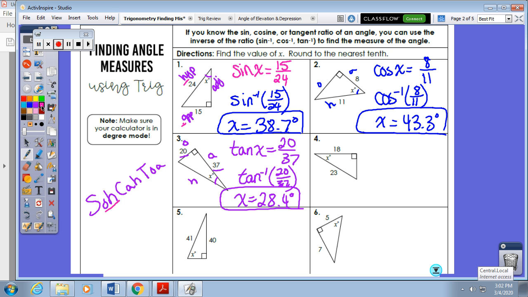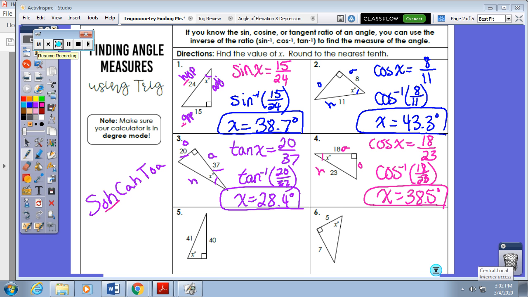Okay. Go ahead and try number 4 on your own. Pause it. Okay, so number 4 would be 38.5 degrees. You would be using cosine here.